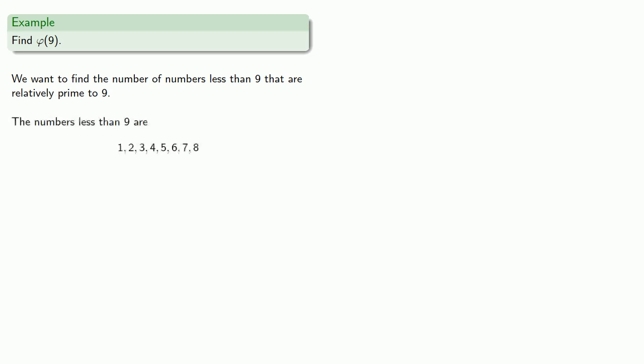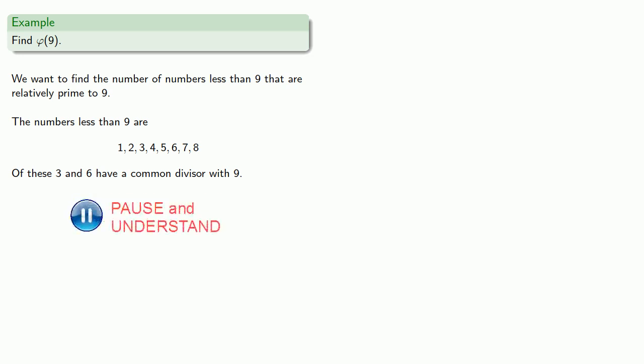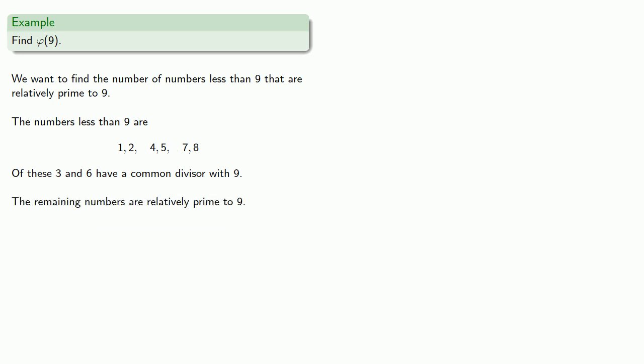For example, let's find phi of 9. We want to find the number of numbers less than 9 that are relatively prime to 9. In other words, these are numbers that have no common factors with 9. And so the numbers less than 9 are... So of these, 3 and 6 have a common divisor with 9, so we'll get rid of them. The remaining numbers, however, are relatively prime. They have no factors in common with 9, and so we find that phi of 9 is equal to 6.